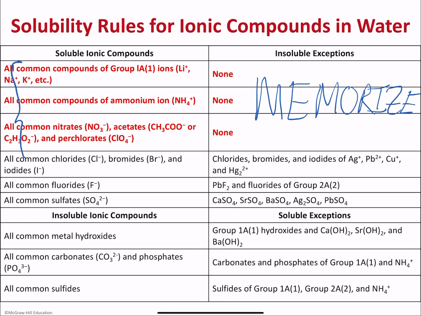So the first one is that all common compounds of group 1A ions, so that's lithium, sodium, potassium, etc., are going to be soluble. Anything that's a compound with the ammonium ion will be soluble. And then nitrates, acetates, or perchlorates are going to be soluble as well. And you can see that the reason I'm asking you to memorize those is because there are no exceptions for those three rules.